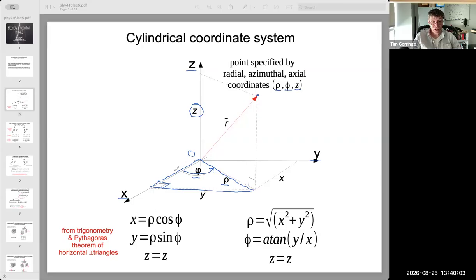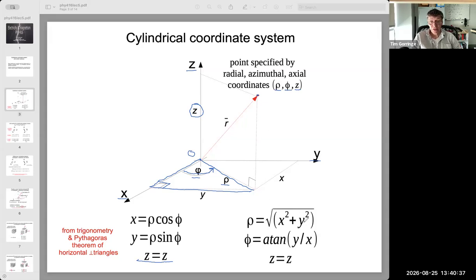So for example, the x coordinate in rectangular coordinates is related to the cylindrical coordinates. It's the adjacent side of a right angle triangle with angle phi and hypotenuse rho, so x equals rho cosine phi. And because the y side is the opposite side of this right angle triangle, y equals rho sine phi. And so that's the basis for this translation here. And of course, the translation for z is straightforward. Z in rectangular coordinates and cylindrical coordinates is the same.